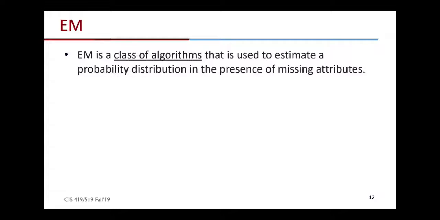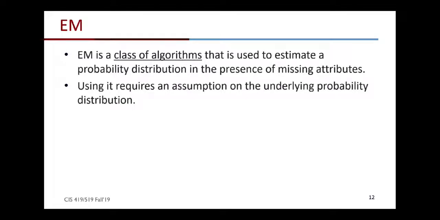So what is EM? EM really is a class of algorithms, and we're going to see today 2 instances of the EM algorithm. It is used to estimate probability distributions, or models if you want, in the presence of missing attributes. And the most interesting case is where the attribute that is missing is the label. You just get the example, you don't see the labels.